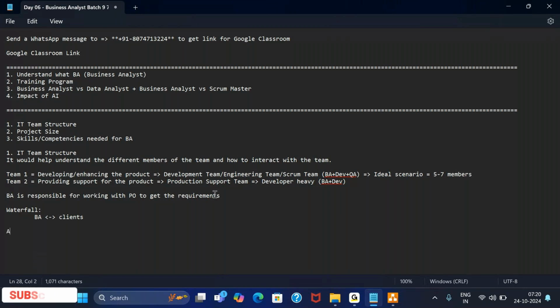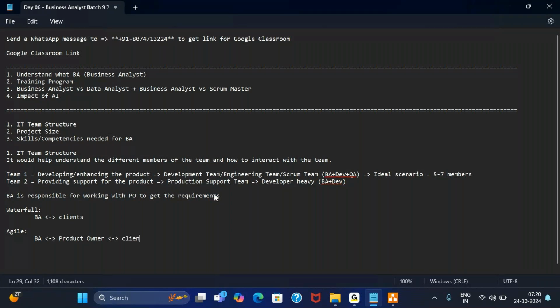Then from waterfall, we started moving to the agile way of doing work. So in agile, a BA would interact with the product owner. And then the product owner is responsible for interacting with clients or stakeholders. So why are we keeping the product owner in between?